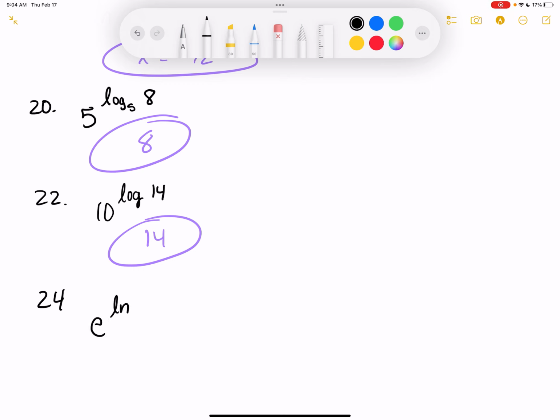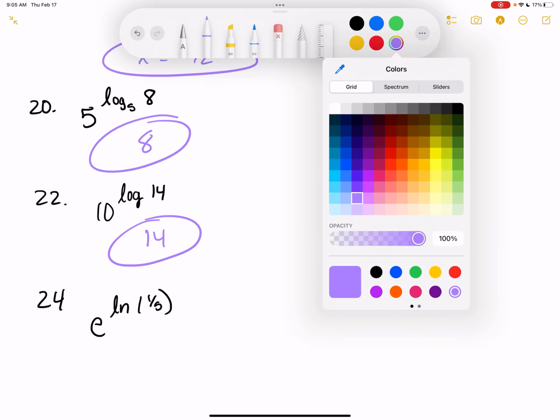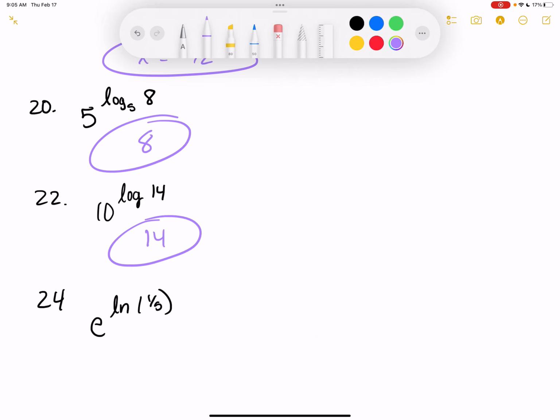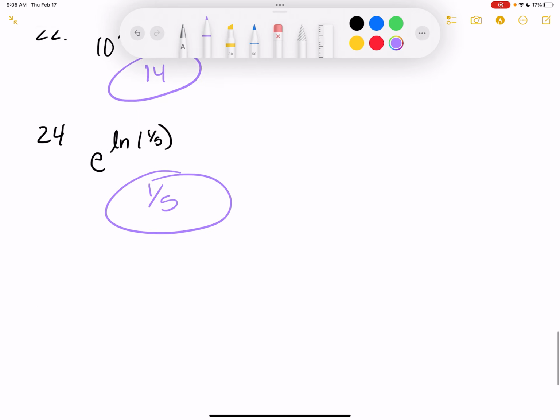All right, e to the ln of 1/5. What does that one equal to? 1/5. This is too easy. We're too cool for school. Yeah. Jinx. Is that it? No, not yet. Almost.